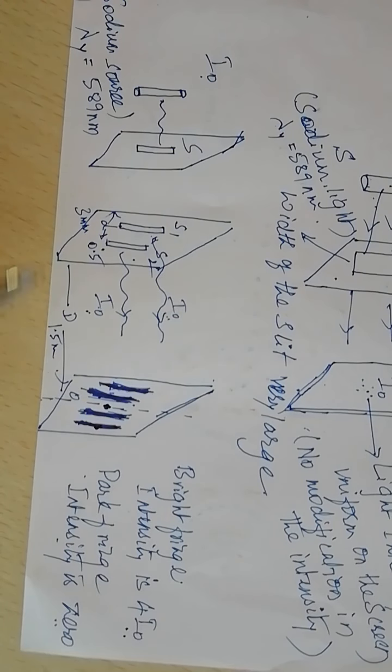If these are all the cases, the source must be a monochromatic source. So here, yellow bright bands separated by dark spaces, that is the interference pattern we get on the screen. So these are the necessary conditions to get the interference pattern in the laboratory.